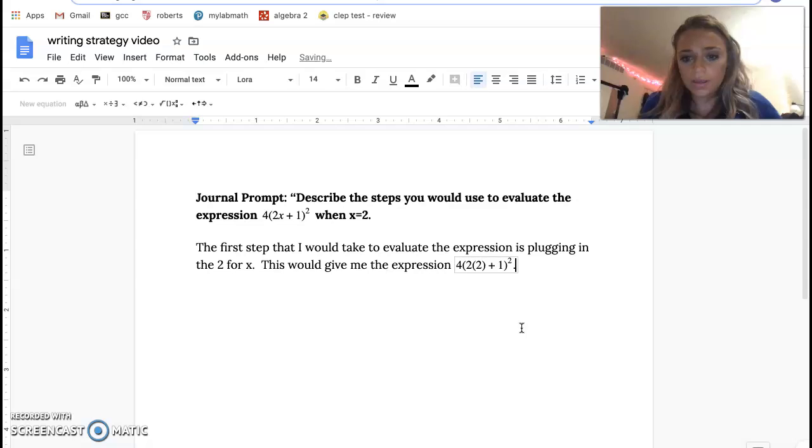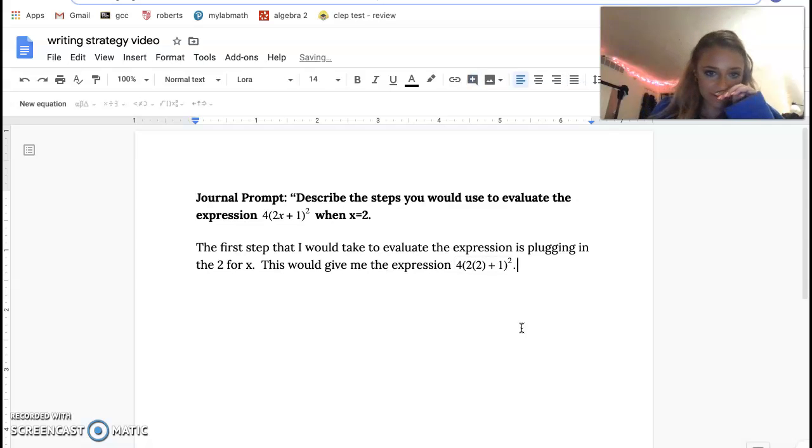Okay, so there's my equation, or expression. This would give me the expression 4 times (2 plus 1) squared. Okay, so now what I would do. I know that I have to get the inside of the parentheses solved, because I can do that. So, PEMDAS. We all know PEMDAS. I'm going to use PEMDAS.